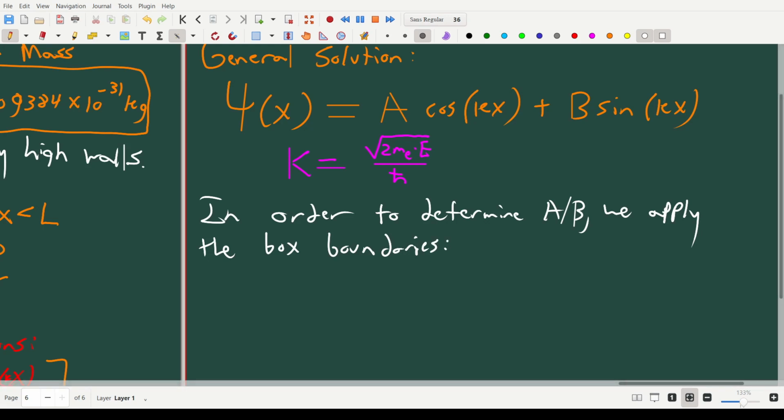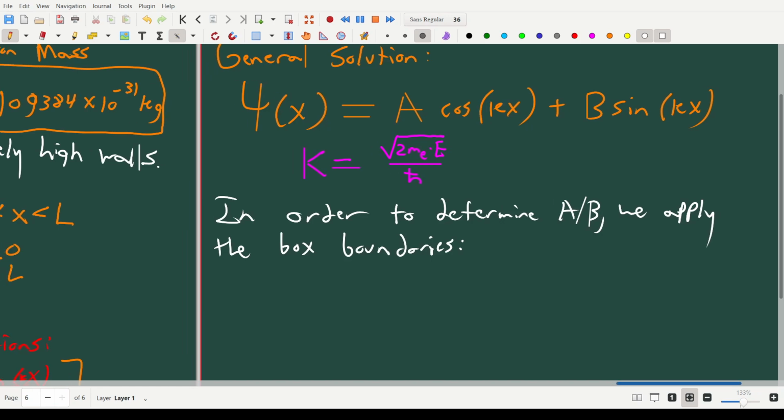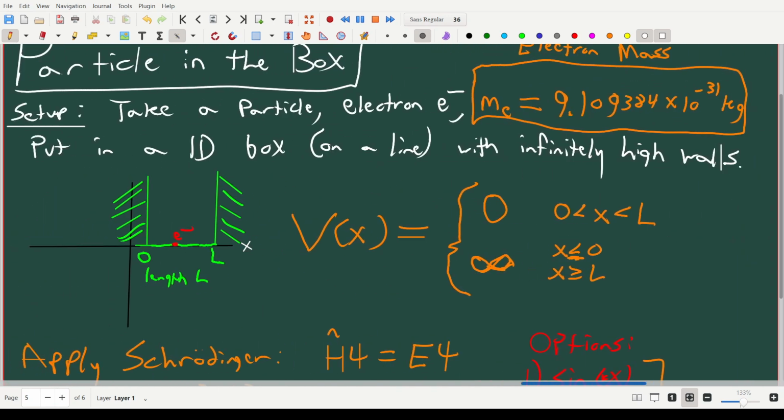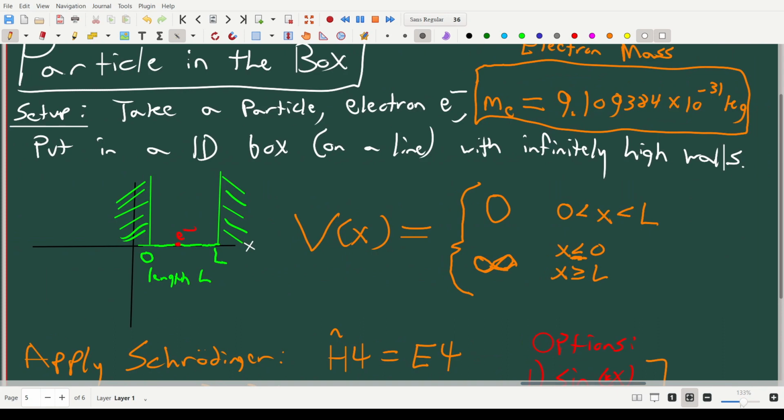Okay, so now we have to think about what the boundaries of our box are. I'm going to scroll back to my picture of my box again. And let's think about how the box is defined in terms of energy. The box says that the electron is free to be anywhere inside of the box, and the moment it hits one of the edges, if it's either on the wall at 0 or L or past it, the energy is infinite. So that means that the probability of finding the electron on the walls or past the walls is 0. Psi squared is 0 at these boundaries.